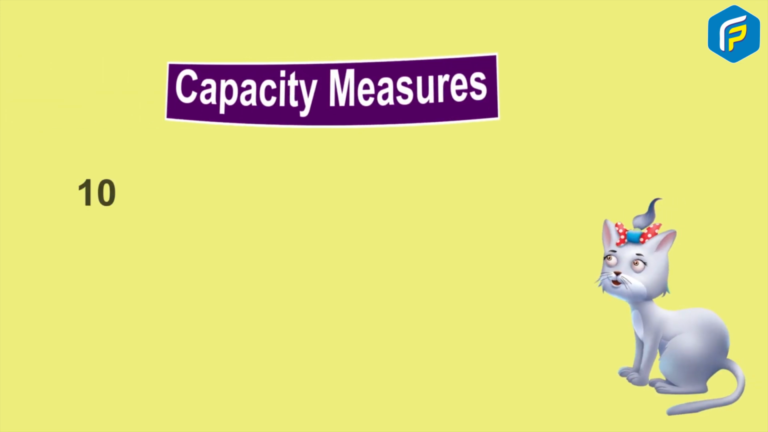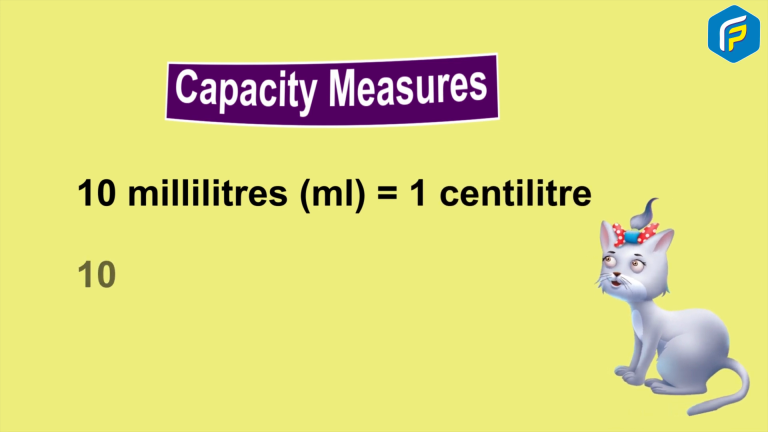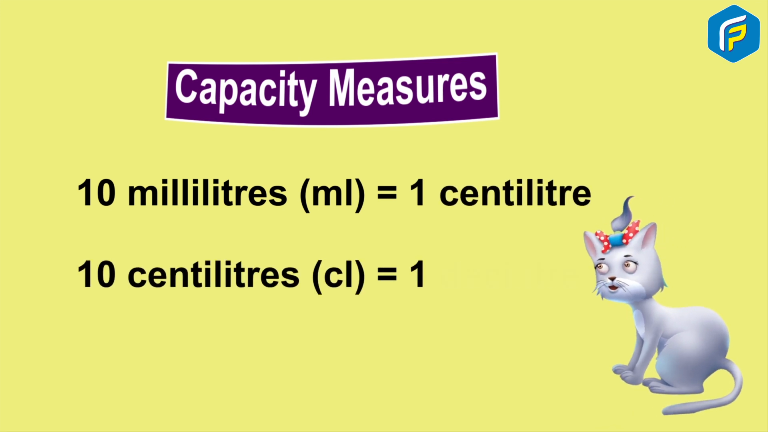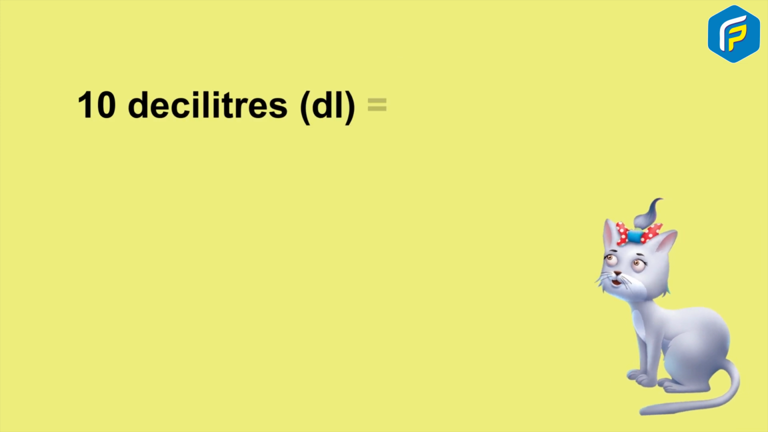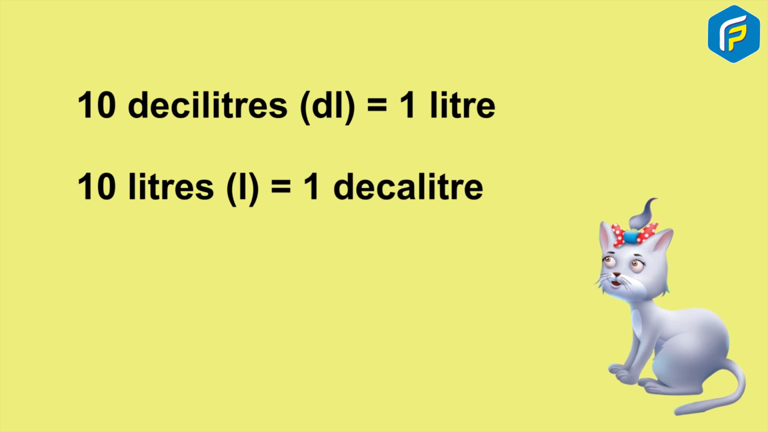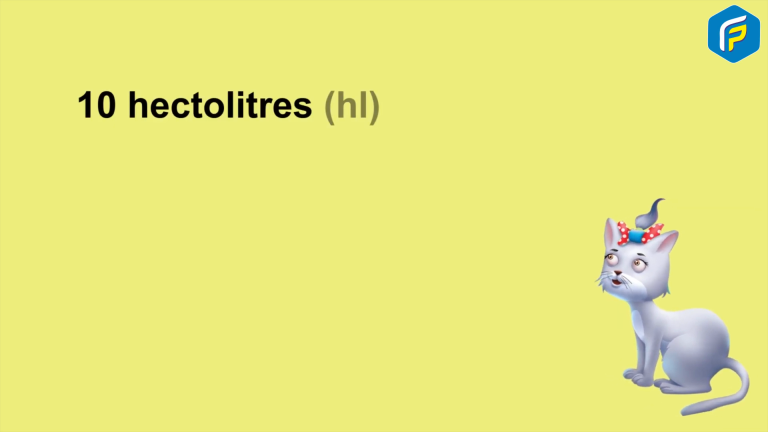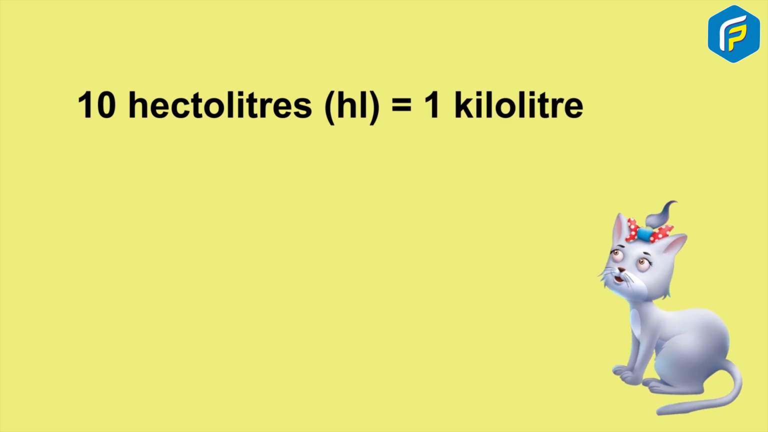Capacity measures: 10 milliliters is equal to 1 centiliter. 10 centiliters is equal to 1 deciliter. 10 deciliters is equal to 1 liter. 10 liters is equal to 1 decaliter. 10 decaliters is equal to 1 hectoliter. 10 hectoliters is equal to 1 kiloliter.